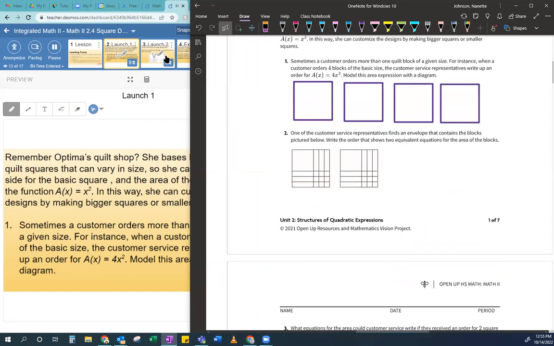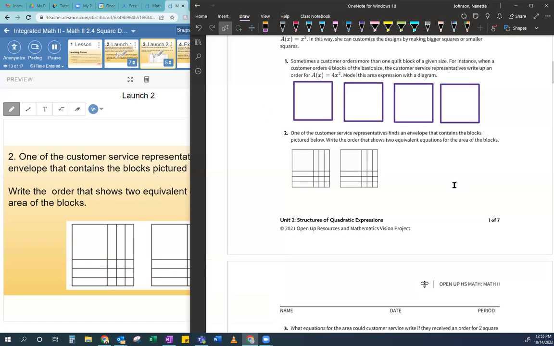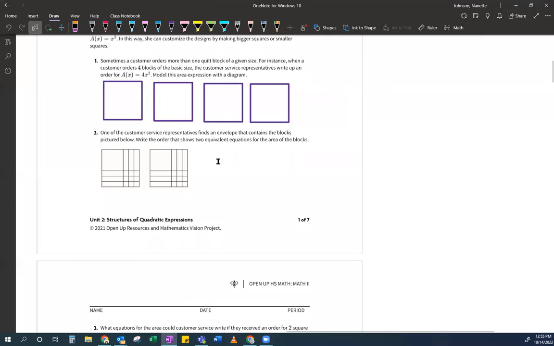Okay. So the next one says, one customer representative finds an envelope that contains the picture below. Can you write the order that shows 2 equivalent expressions for the areas of the block? Okay, so how did you guys do this? How did you write this out? Can you guys tell me in the chat, what did you write here? And so I'm going to try to type this out. Actually, if you guys can tell me, then I don't have to type anything.